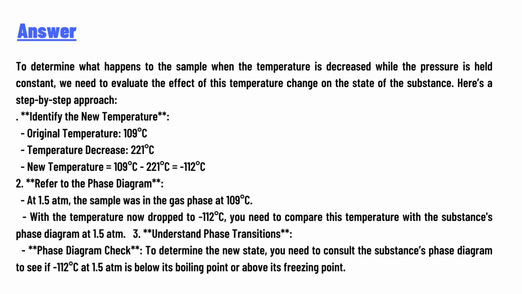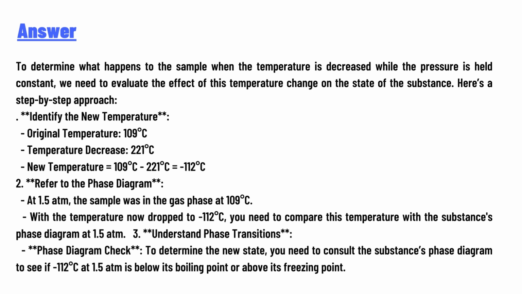1. Identify the new temperature. Original temperature 109 degrees Celsius, temperature decreased by 221 degrees Celsius. New temperature: 109 minus 221 is equal to minus 112 degrees Celsius. 2. Refer to the phase diagram.